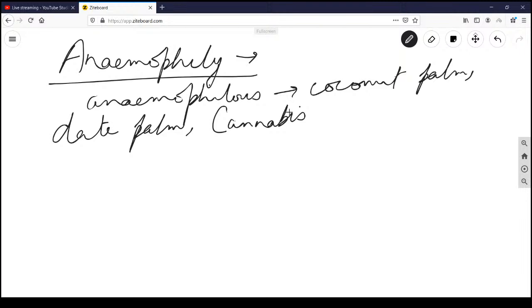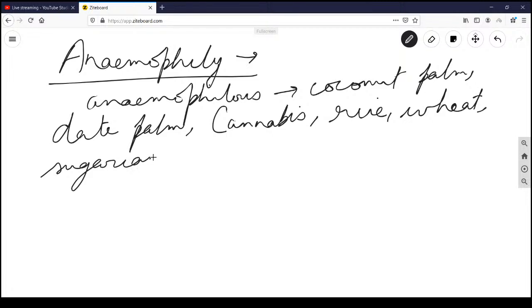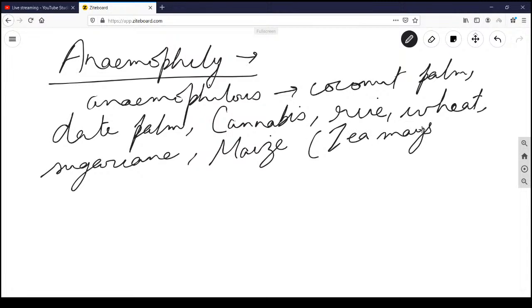And then we have rice, then wheat, then sugarcane. Various examples are there. Then you also have Zea mays, or maize plant. That is the scientific name. So these are the plants which exhibit the anemophilic property.